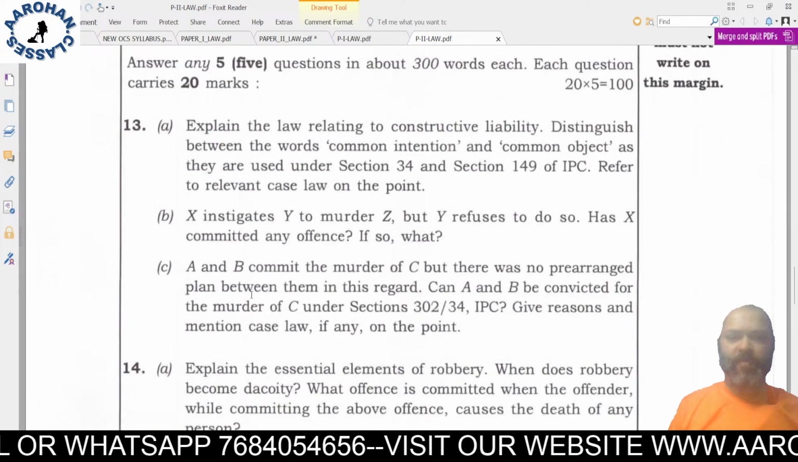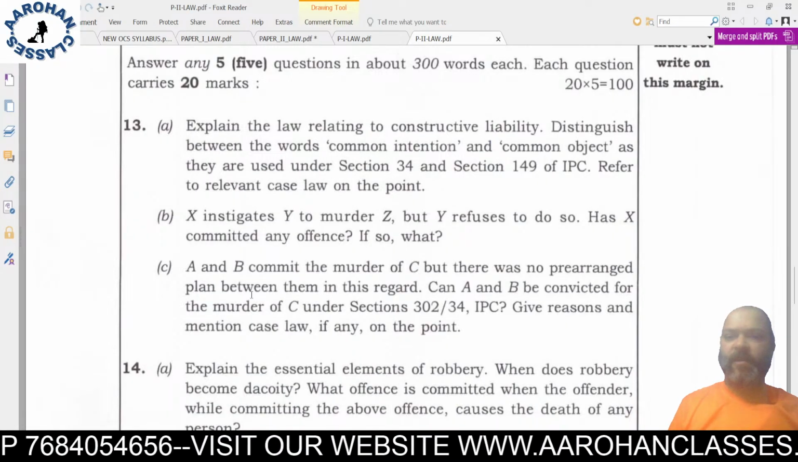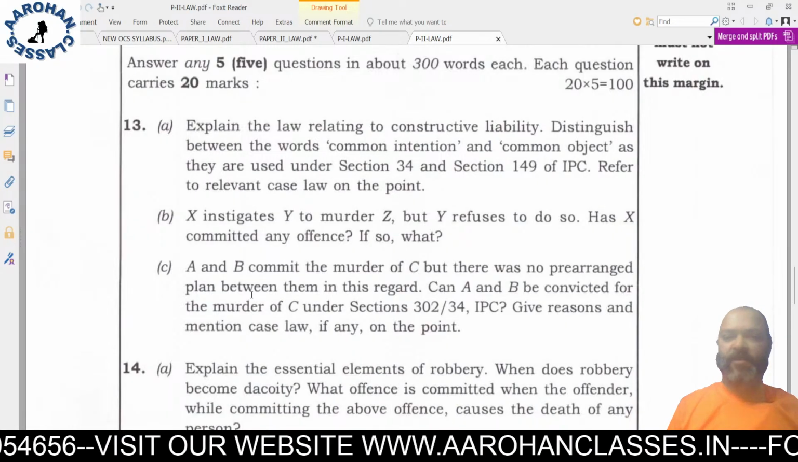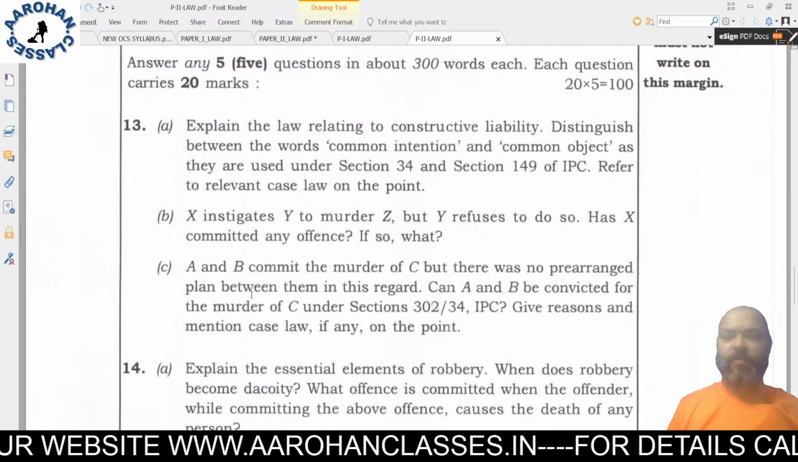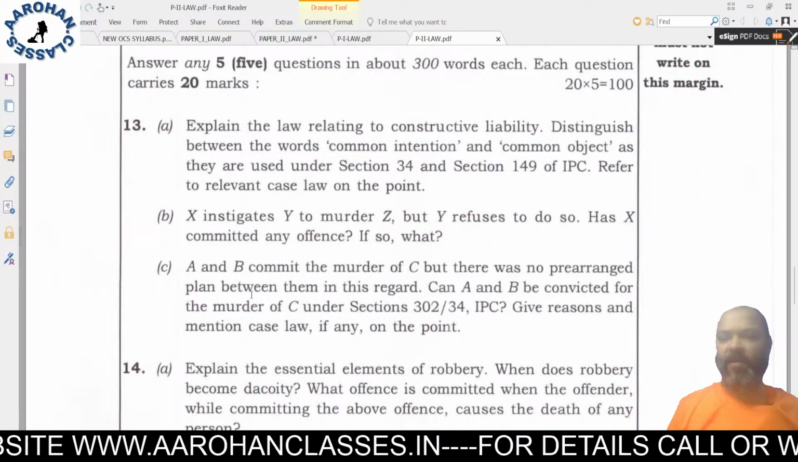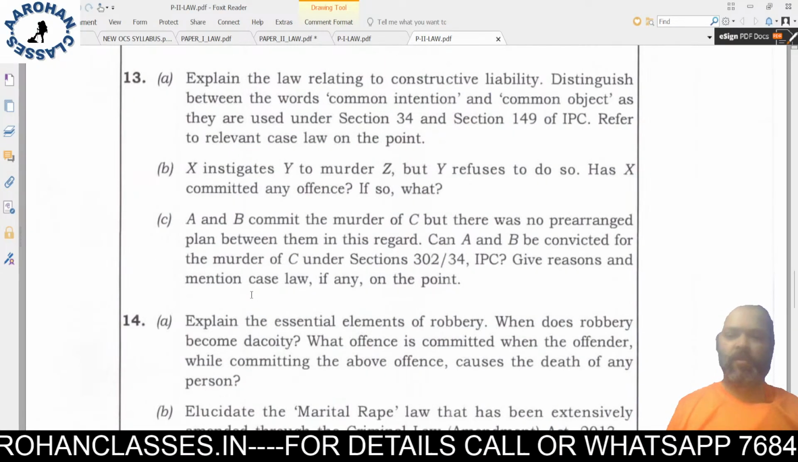Then group B. Explain the law relating to constructive liability. Distinguish between the words common intention and common object as they are used in section 34 and section 149 of IPC. Refer to relevant case laws on the point.